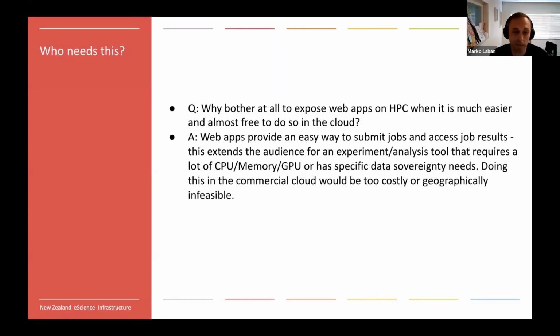I guess web apps themselves provide an easy way to submit jobs and access job results on HPC, and this extends the audience for, let's say, an experiment or an analysis tool that requires a lot of CPU or memory or GPU, or it may have some specific data sovereignty needs. If you wanted to do this in the commercial cloud, this would probably be way too costly, or you would encounter issues with the geolocation of the data because your data would be hosted somewhere where the public cloud provider data center resides. Next slide.